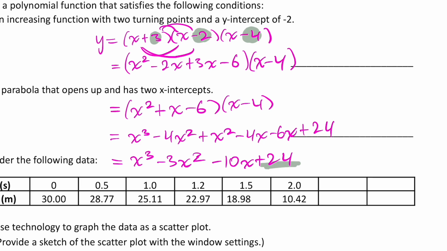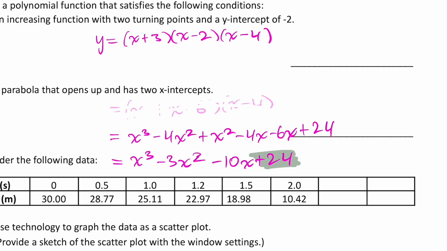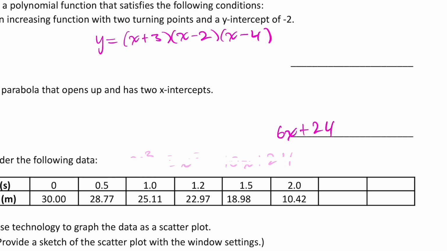And the constant term here is 24, which is what I mentioned earlier. And that's what you get if you do 3 times -2 times -4. So without even expanding the brackets, you can just figure out, by multiplying those three numbers, what your constant term is going to be. So with that logic, how do we make something that has the y-intercept of -2?